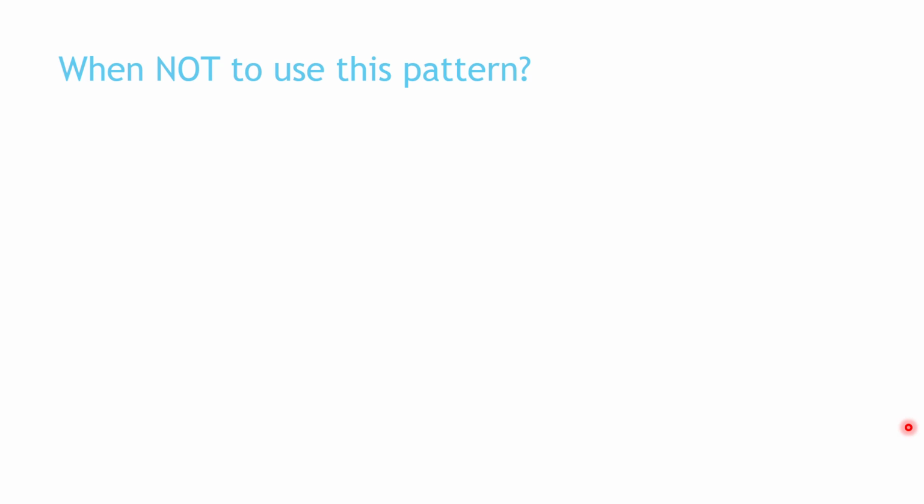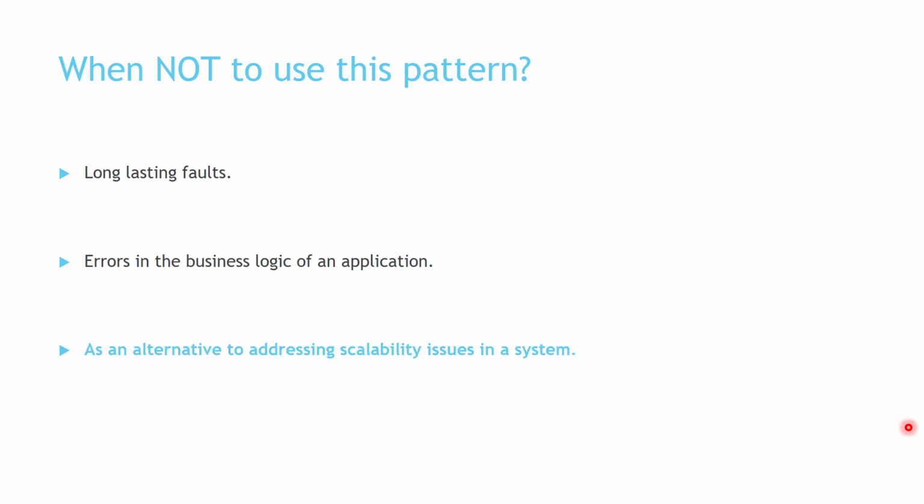Now let's see when you shouldn't use this pattern: for long-lasting faults, and also for errors in the business logic. You don't want to send another retry if you already have an error in the business validation layer of your application. If your application has scalability or performance issues, like it needs to be scaled out or up to a higher tier, and you are trying to avoid this by implementing a retry policy, this is not a good idea. You should avoid using this pattern if you are aware that your application needs to be scaled to the next tier. This pattern is to solve a certain number of errors. It's not a workaround for scalability concerns.